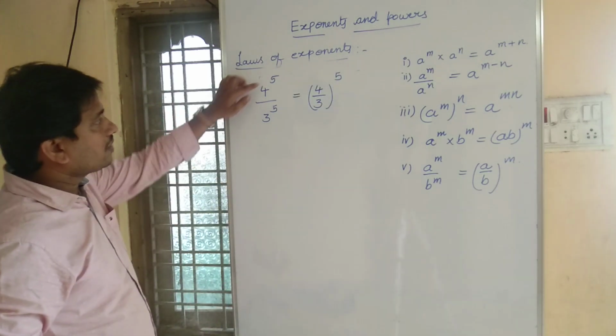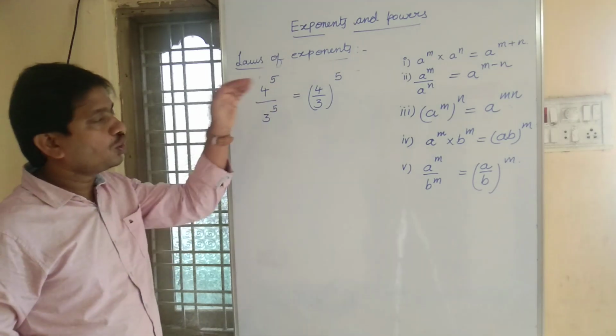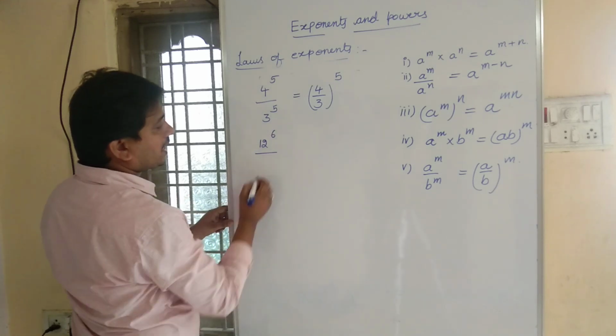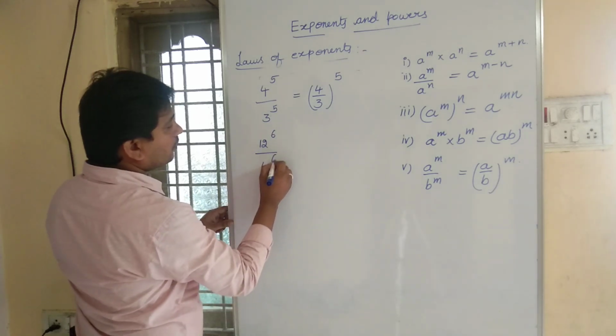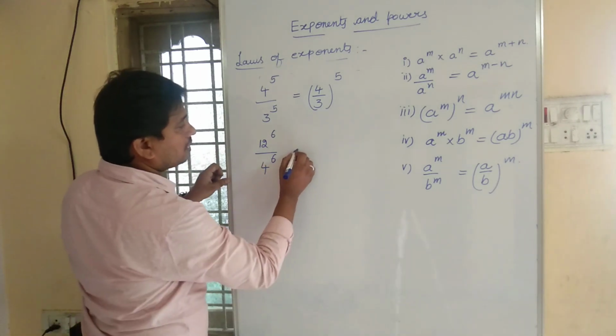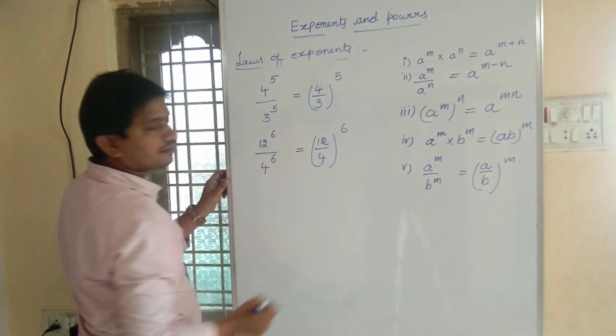Right? When powers are equal, bases should be divided. I mean 4 by 3 whole to the power 5. For example, 12 power 6 divided by 4 power 6. As powers are equal, bases should be divided, I mean 12 by 4 whole to the power 6.